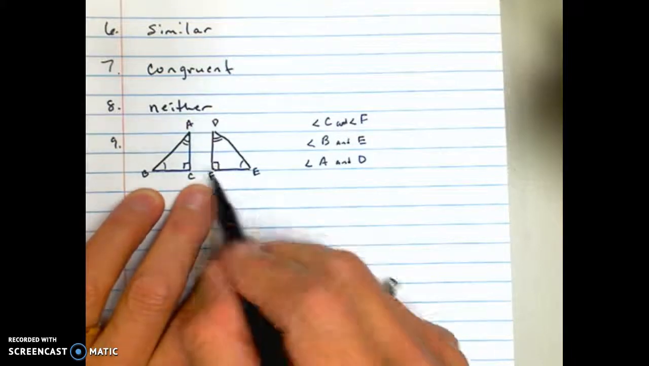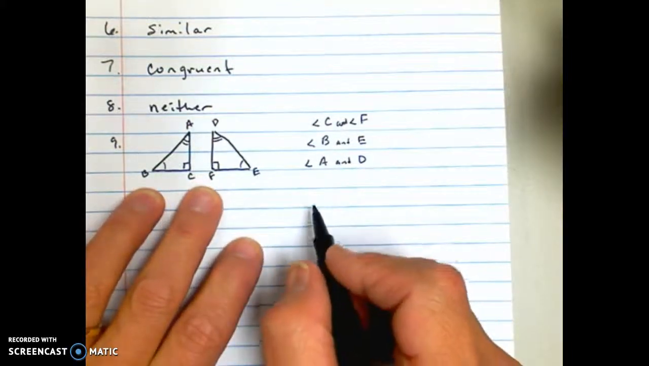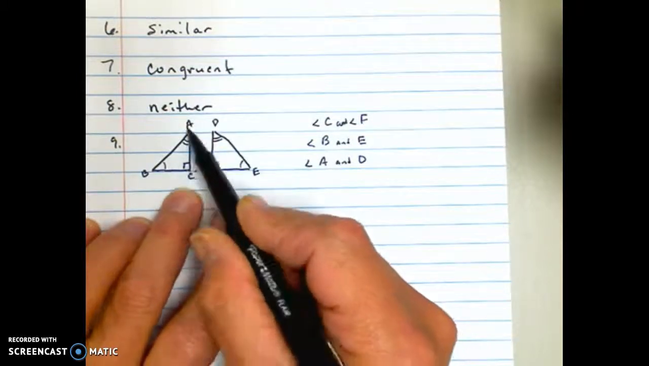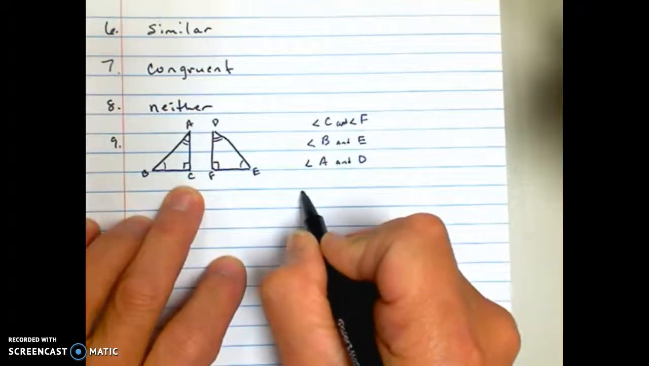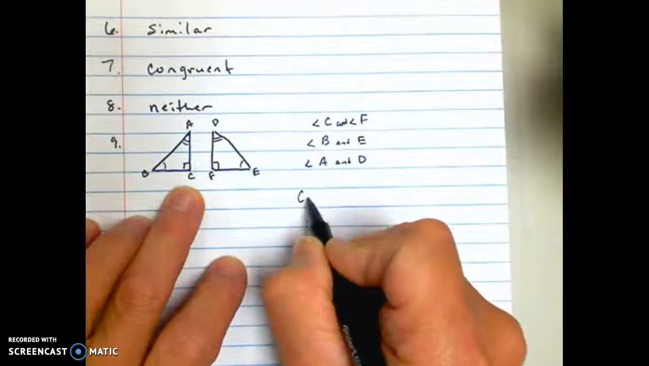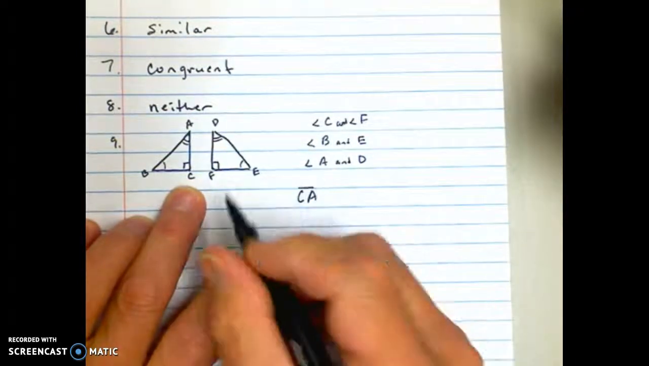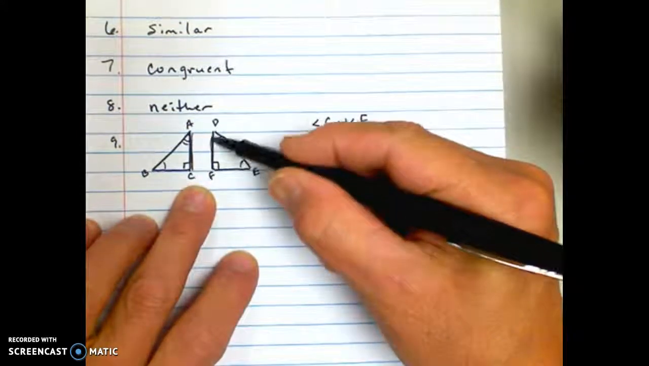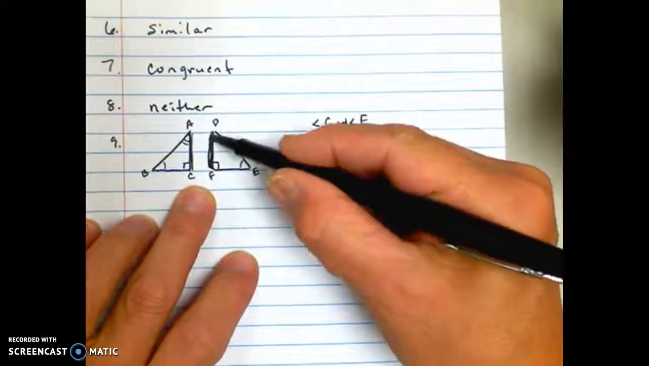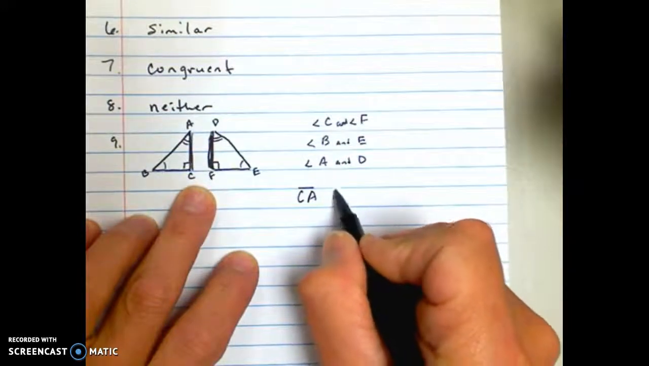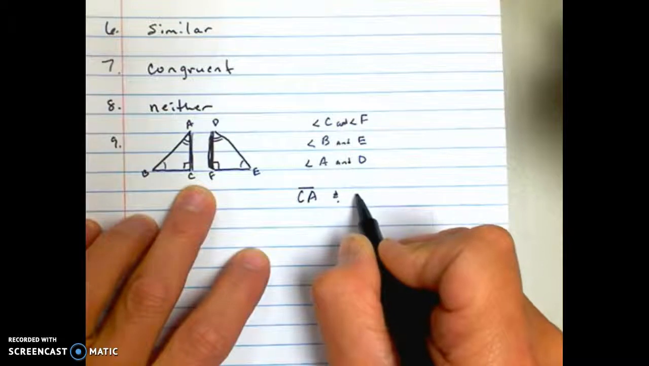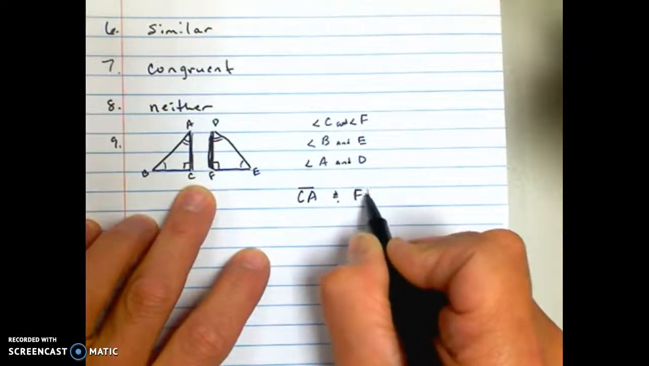Now the corresponding line segments, we have to match those up as well. So if we go from the right angle, angle C, to angle A, line segment CA, this side here, we want to go the same direction on the second triangle, so FD. So CA corresponds to, or matches, line segment FD.